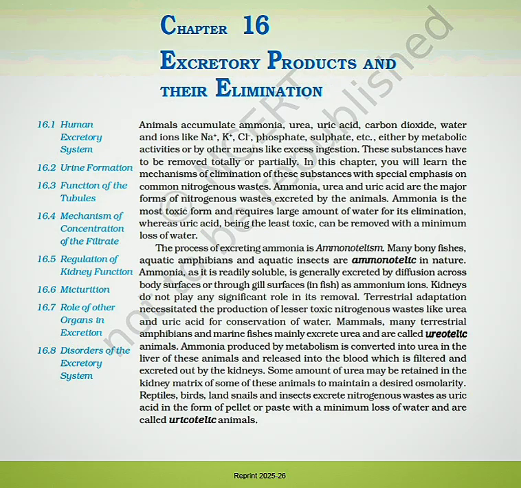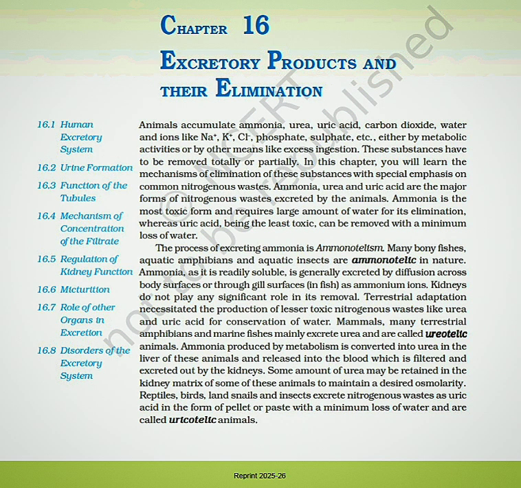Animals accumulate ammonia, urea, uric acid, carbon dioxide, water, and ions like sodium, potassium, chlorine, phosphate, sulfate, etc., either by metabolic activities or by other means like excess ingestions. These substances have to be removed totally or partially. In this chapter, you will learn the mechanism of elimination of these substances with special emphasis on common nitrogenous waste.